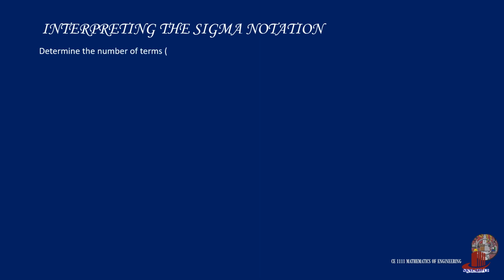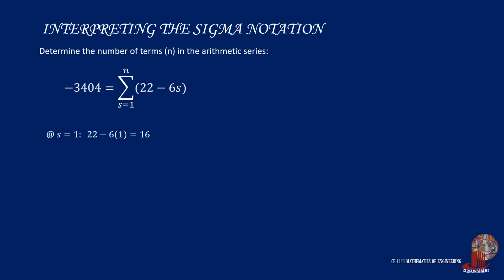For the second interpretation, it is required to determine the number of terms of the sigma notation shown. Using the rule, we can find the initial terms starting with s equal to 1. So 22 minus 6 times 1 is 16. At s equal to 2, we compute the term as 22 minus 6 times 2, which gives 10.